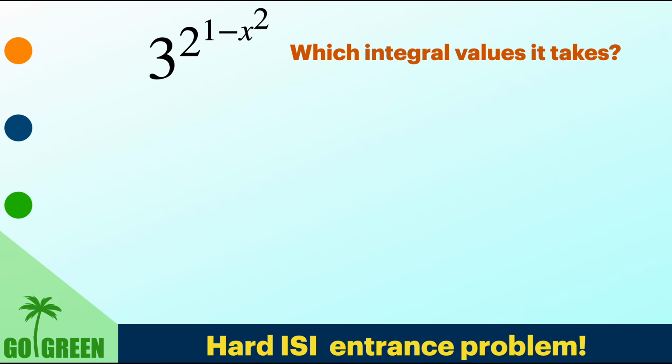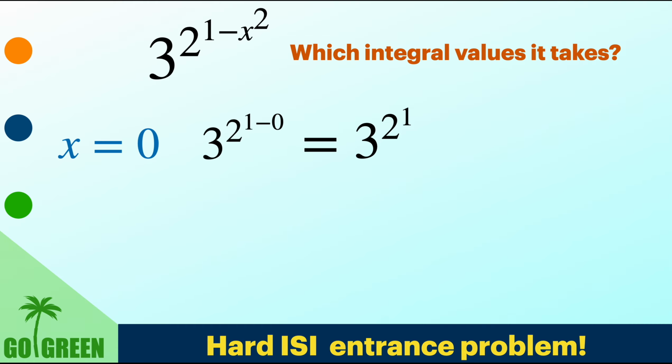The question is very obvious. One easy observation is that x equals 0 gives you an integer. How? If x equals 0, then the expression is 3^(2^(1 - 0)). That gives 3^(2^1), which is nothing but 3 squared, and that is 9, which is an integer.